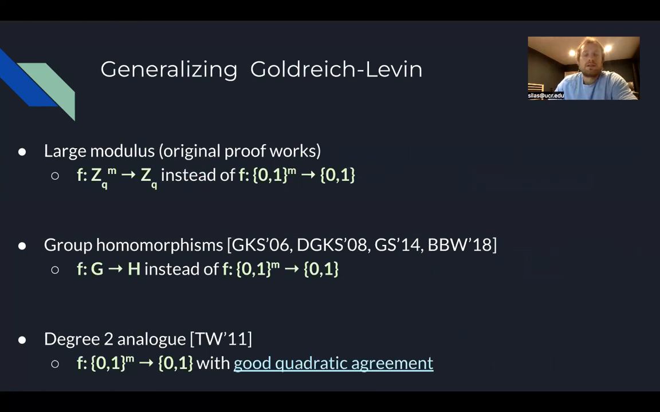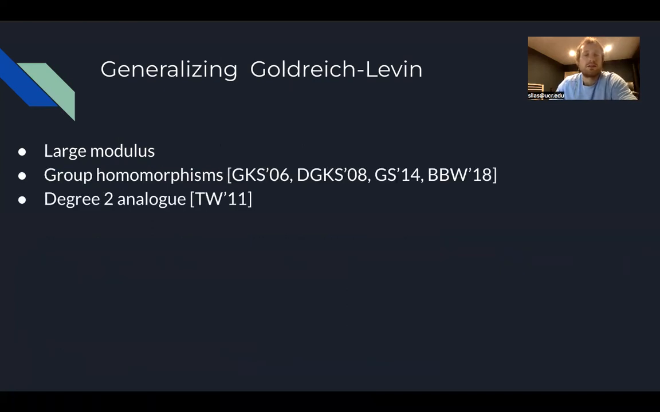You can generalize Goldreich-Levin in lots of different ways. You can look at the case of large modulus, where you look at functions over Z_q instead of Boolean functions. You can generalize to the case of group homomorphisms. You can generalize the degree of the agreement. So Tulsiani and Wolf look at Boolean functions which have good quadratic agreement, and they prove structural results there.